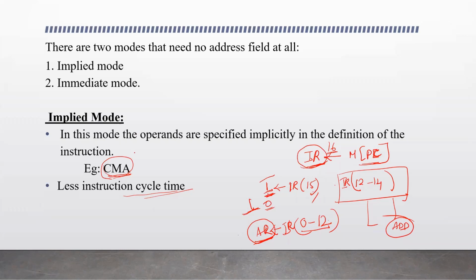Here in implied mode, as there is no address field, there is no memory access. That is the advantage. Everything is done in the accumulator, on the operand that is stored in the accumulator. The instruction cycle time is less here.